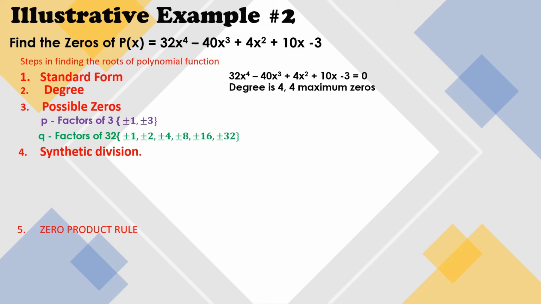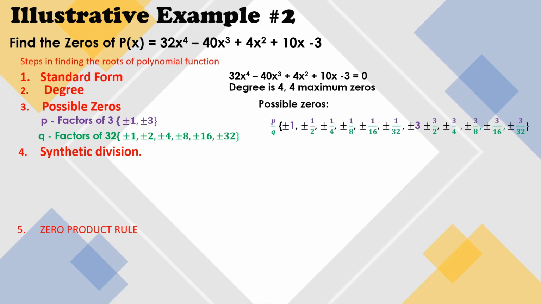Then all you have to do is to get your p over q, and that will give us our possible zeros. So the possible zeros are plus or minus 1, plus or minus 1/2, plus or minus 1/4, plus or minus 1/8, plus or minus 1/16, plus or minus 1/32, then plus or minus 3, plus or minus 3/2, plus or minus 3/4, plus or minus 3/8, plus or minus 3/16, and plus or minus 3/32.